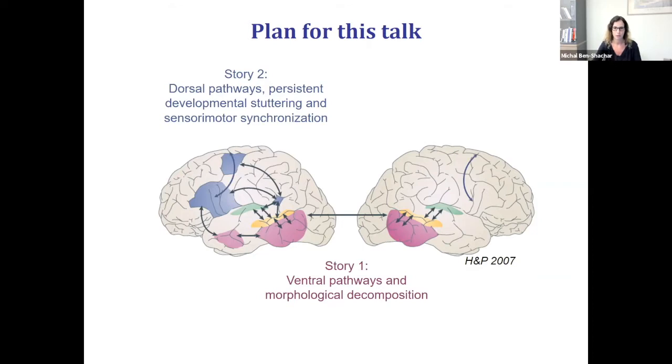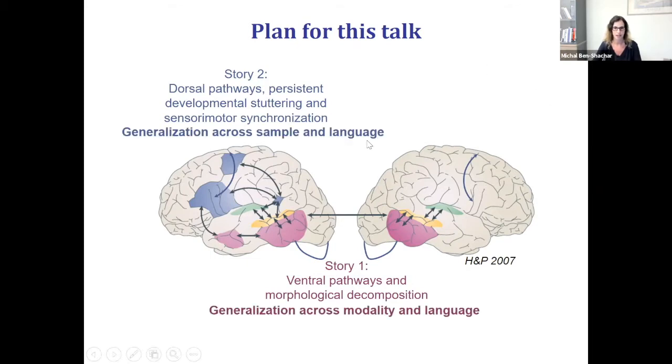While we do that, I want us to also extend the scheme to some extent to include, particularly in the dorsal stream, other pathways, and specifically the frontal aslant tract bilaterally, and even the cerebellar pathways that I think deserve to be included in the dorsal stream within this story, and I'll explain what I mean. And I'm also going to focus throughout the talk on how we generalize the effects across modality, across languages, across different samples. So that's going to be a recurring theme along this talk.